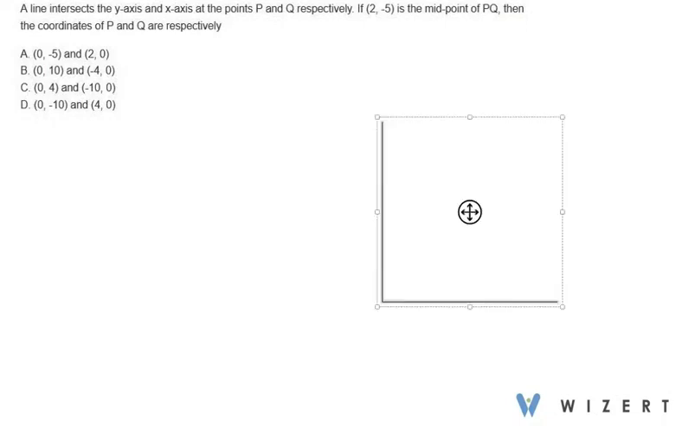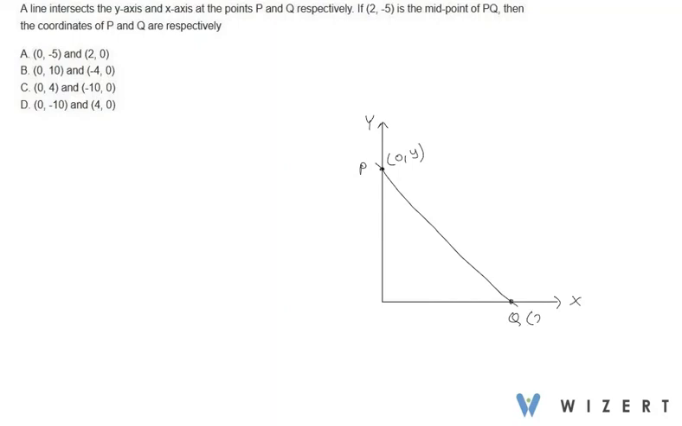So this is the x-axis and this is the y-axis. This is line PQ. This is P. This is Q. Now since P is intersecting the y-axis, its coordinates are (0, y), and since Q is intersecting the x-axis, its coordinates are (x, 0). (2, -5) is the midpoint of PQ, and we have to find the values of x and y.